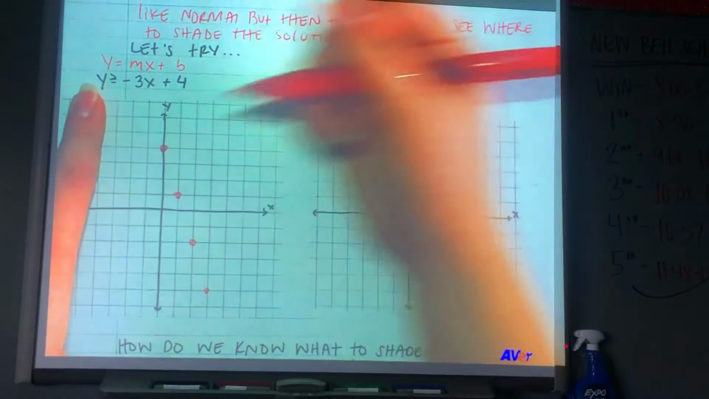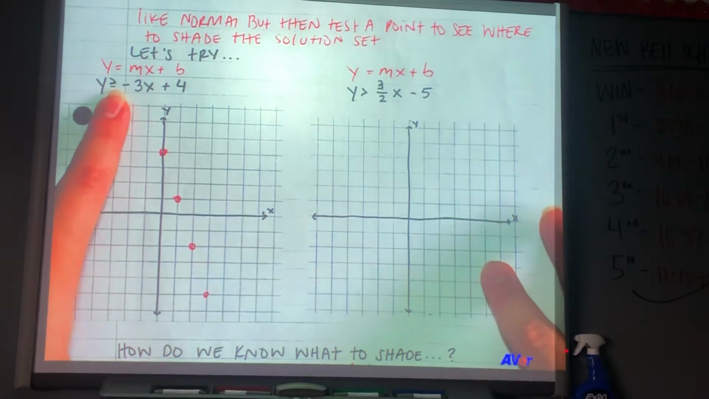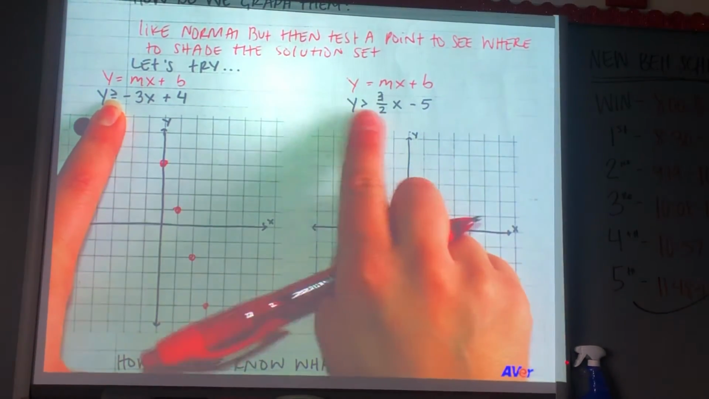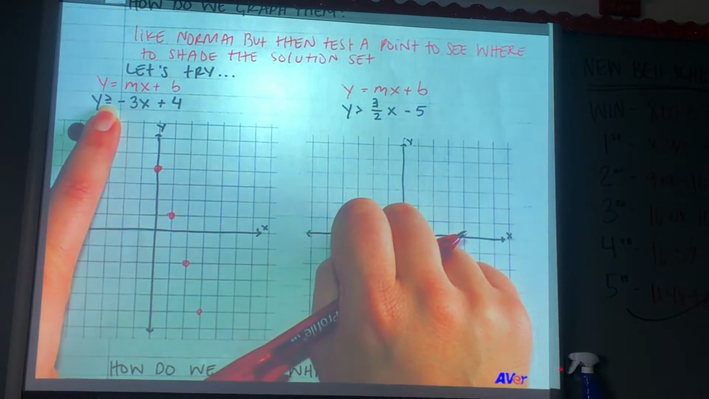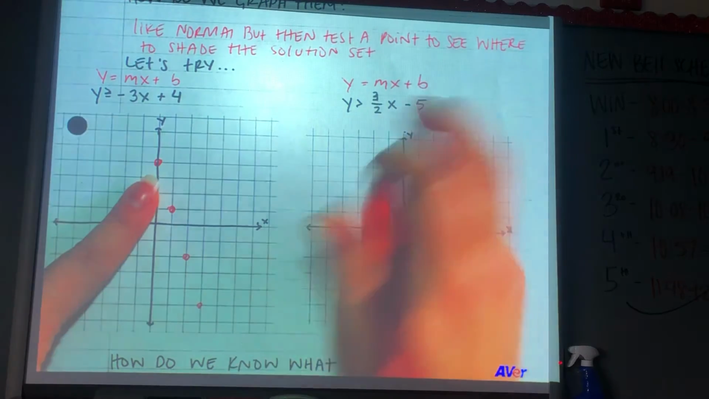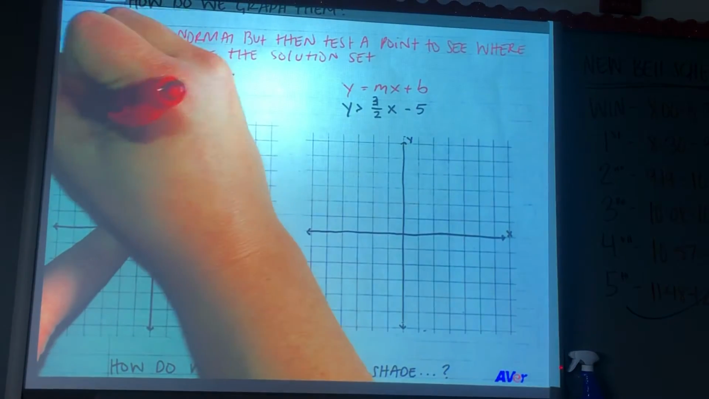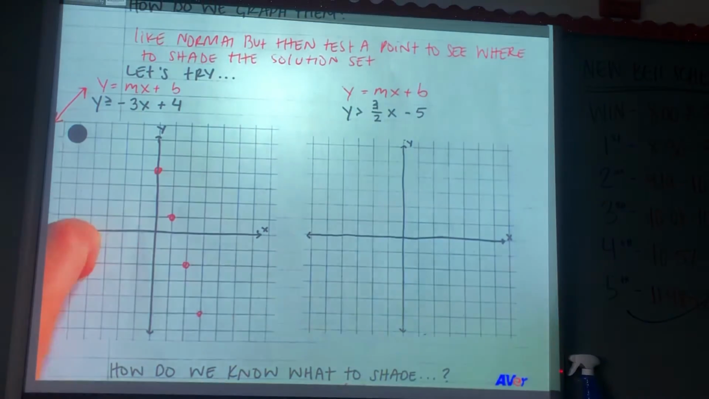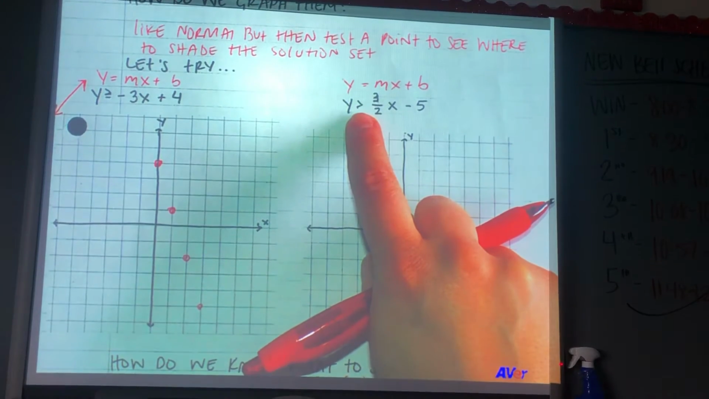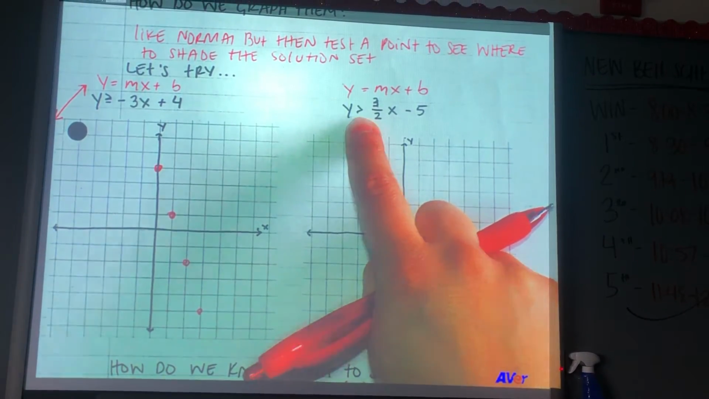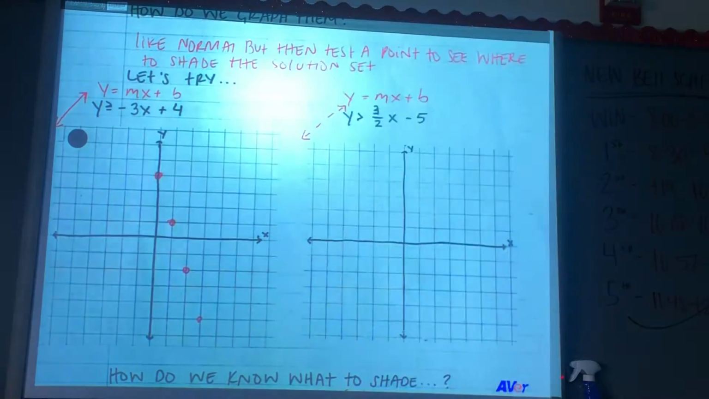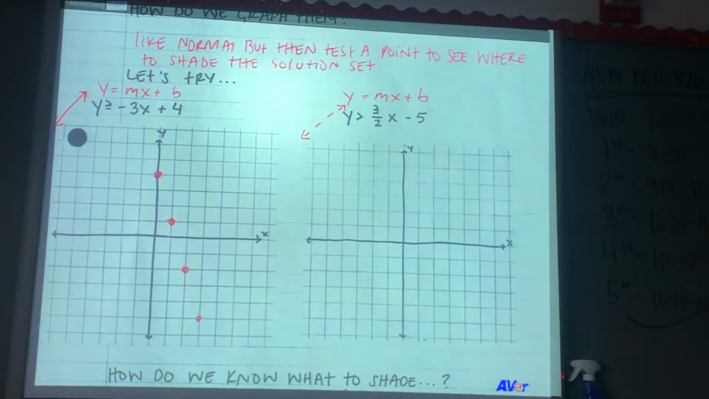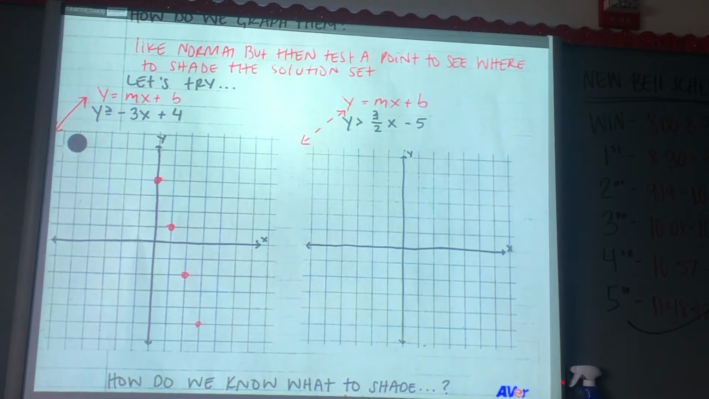The other thing that is really important to know is that this and this are very different from each other. They do different things. Anytime you see the or equals to symbol, you draw a regular solid line. If you see a greater than or less than and then no equals to, we're going to actually have to draw a dashed line, because the answer is technically not exactly that line. Pretty crazy, but that's how it works.